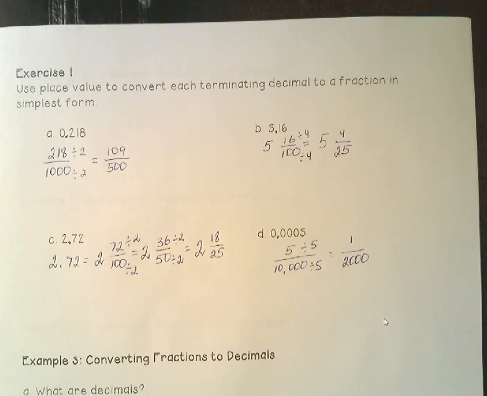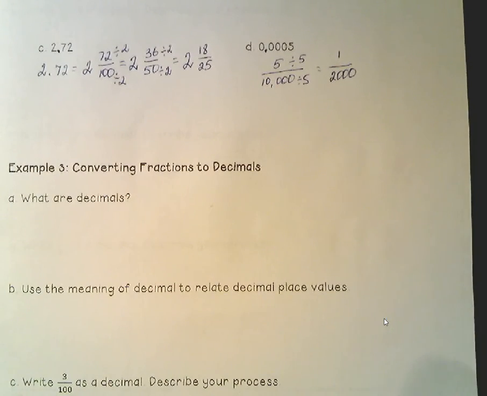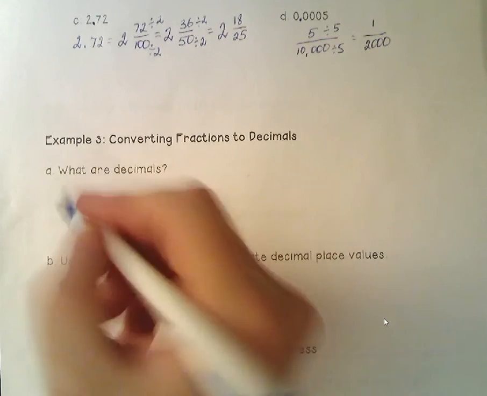Okay, so that's how we convert decimals into fractions. We are just saying a number according to the place value using decimal, and then when we say it, we can see how we can write it as a fraction. Pretty simple. The hardest part here is to simplify it. Now let's do the opposite. We are going to convert fractions to decimals. So what are decimals?